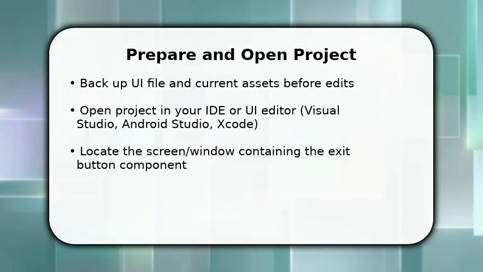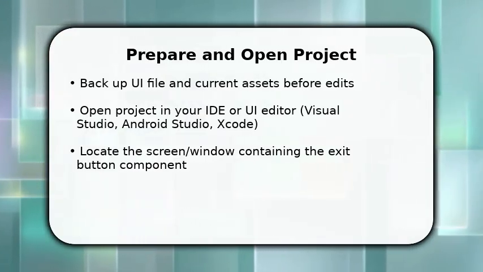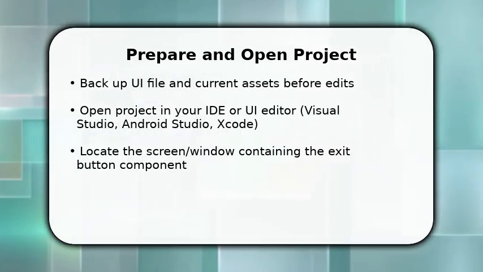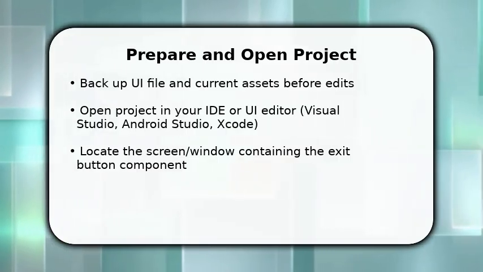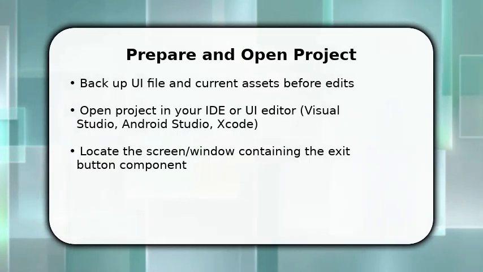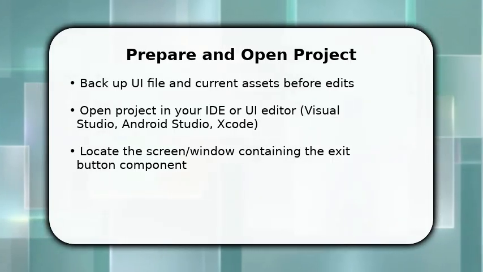You start by making a quick backup of the UI file and any related assets so you can roll back if needed. Next, open your project in the IDE or editor where the interface is built. Once open, navigate to the specific screen or layout that contains the exit button. You search with the Control or Command key to find Exit, Close, or the button ID.